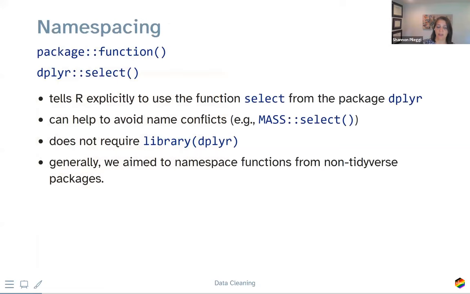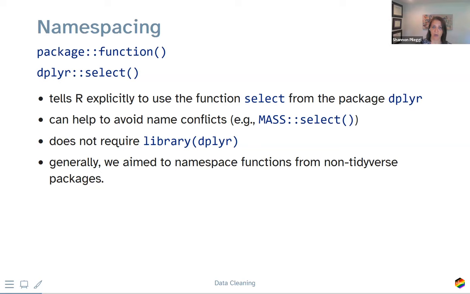Another syntax thing that you will be seeing in our slides that you may or may not be familiar with is the concept of namespacing. Namespacing is when you use two double colons to indicate a specific function within a specific package. So it's package colon colon function. You could do dplyr::select, and what that does is it tells R to explicitly use that function from that package.